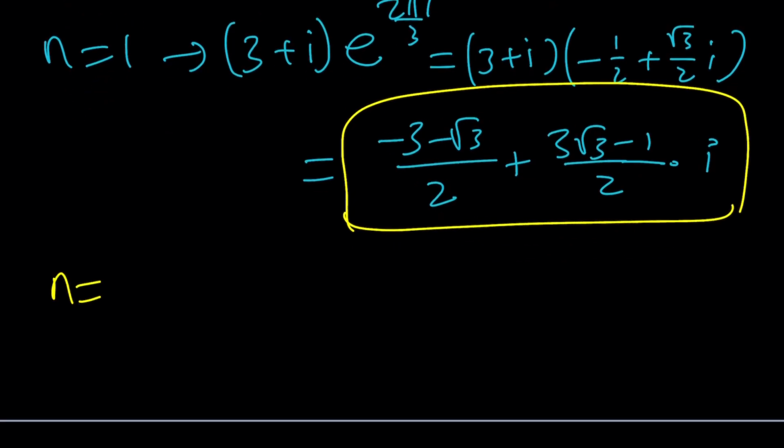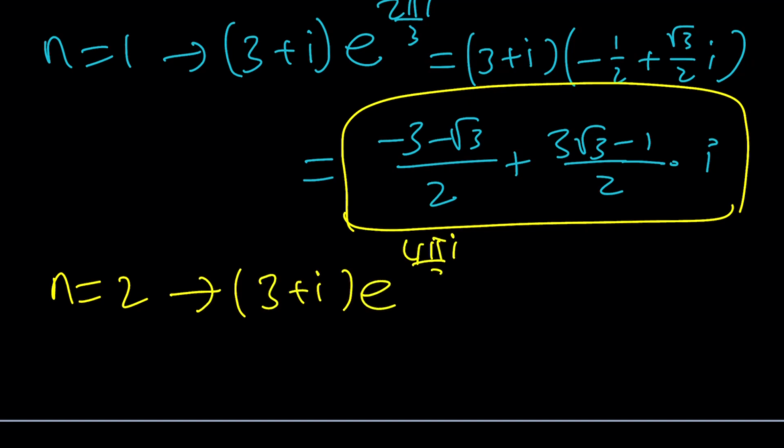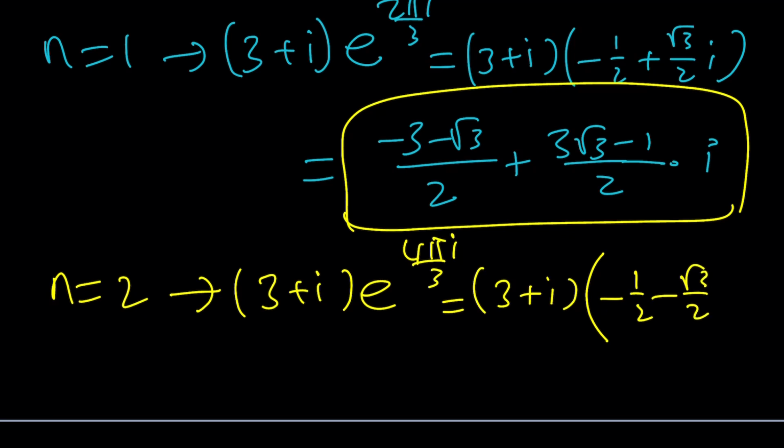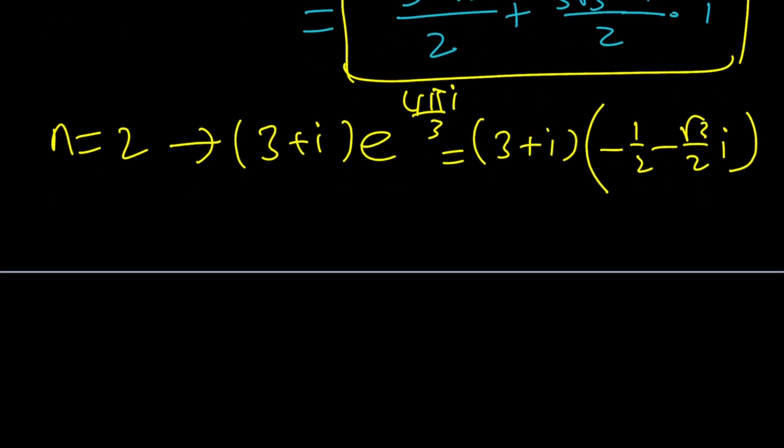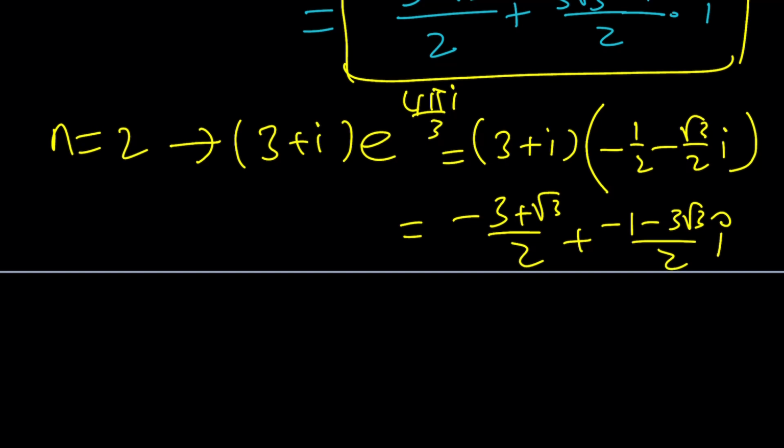And if n is equal to 2, the next value is going to be e to the power 4 pi i over 3, and I'll show you a graph which explains this visually. And of course, you're going to multiply by the 240 degrees trigonometric values. That's going to be in the third quadrant. Everything is negative. And now you're going to get from here negative 3 plus root 3 over 2, and then plus negative 1 minus 3 root 3 over 2 i. That's just going to be the other cube root.